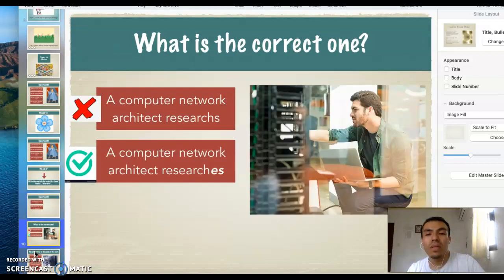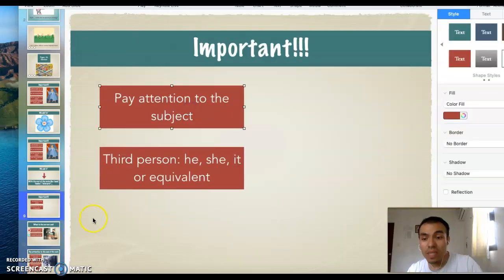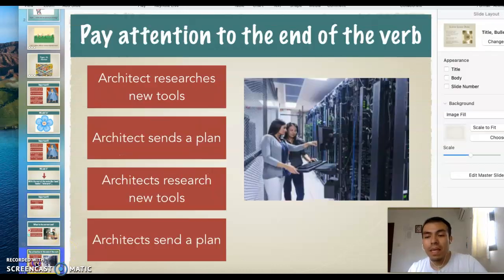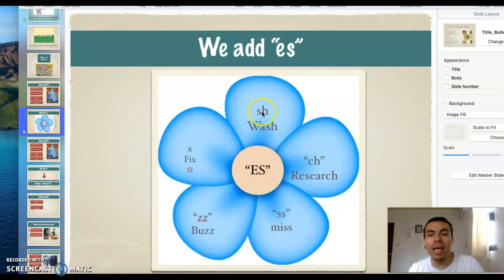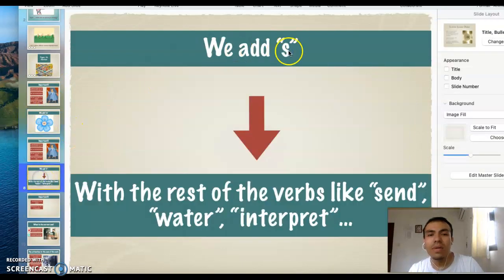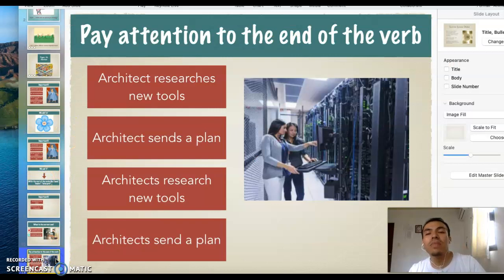To conclude, it's important to pay attention to the subject. This is the most common situation of failure, in this case only for the third person. Third person could be equivalent to singular in some way, and when it's singular, we have two endings, es or s. If the subject is plural, it's not necessary. We don't have to add the letters es or s. I'm going to repeat, it's not necessary.